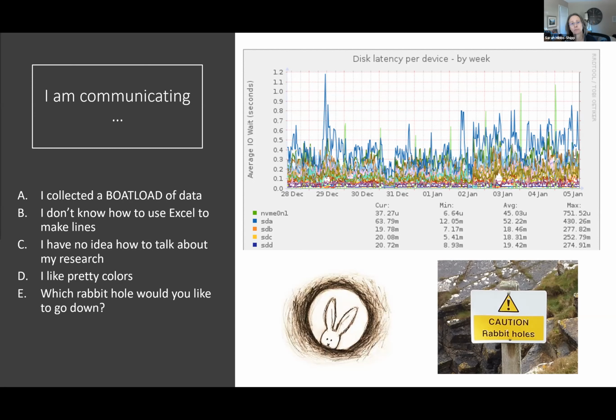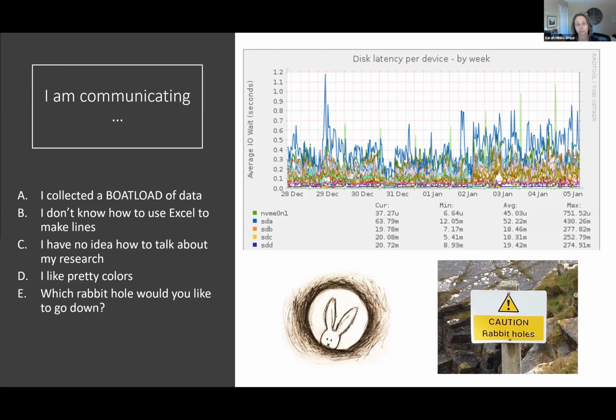I personally could not tell you what it means whatsoever at all, other than there's some really gorgeous blue spikes and some green spikes as well. So right, this communicates to me, if I'm not in your discipline, that you collected a boatload of data. And you thought all of that data was important instead of using Excel to make a couple lines to give me the overall impact.